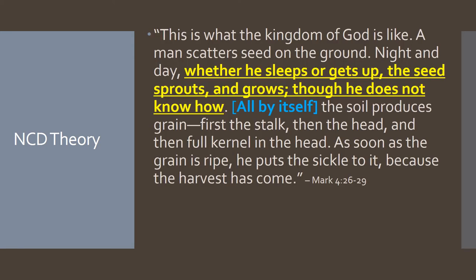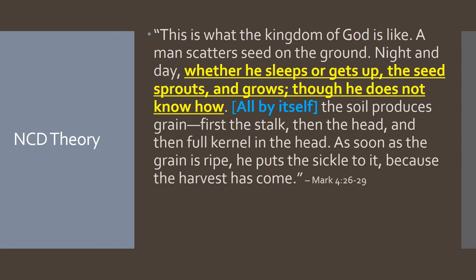Now, here's one of the scriptures that is used in natural church development theory. This is in Mark chapter 4, 26 through 29. I've highlighted some things, but notice what it says. This is what the kingdom of God is like. A man scatters seed on the ground night and day. Whether he sleeps or gets up, the seed sprouts and grows, though he does not know how. All by itself, the soil produces grain, first the stalk, then the head, and then full kernel in the head. As soon as the grain is ripe, he puts the sickle to it, because the harvest has come.